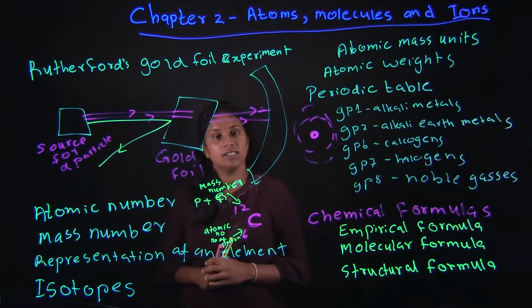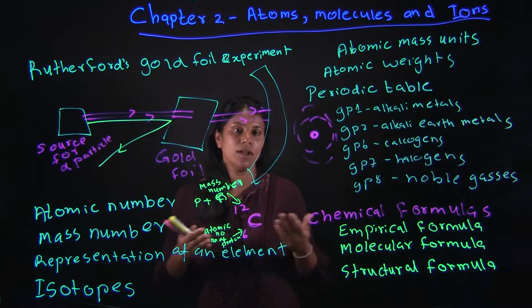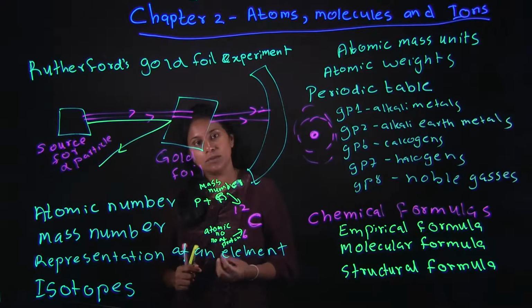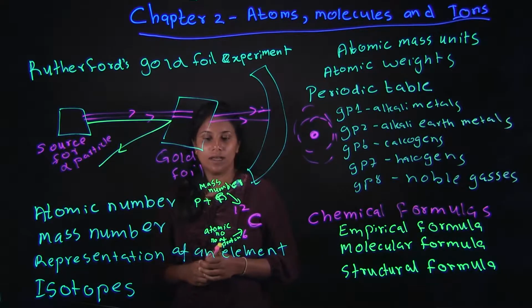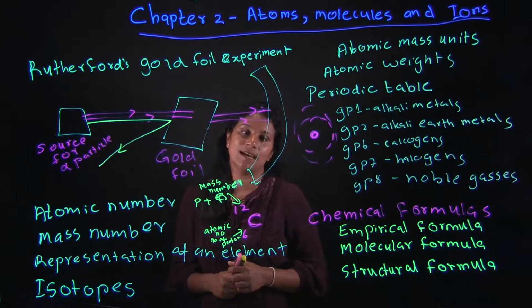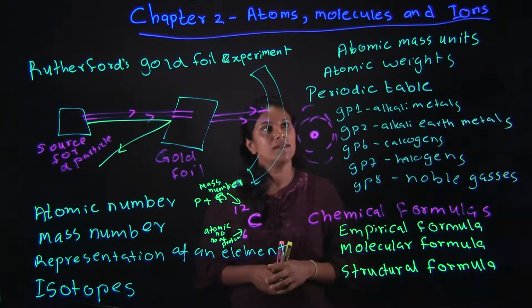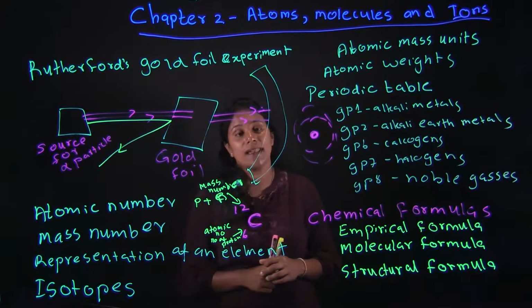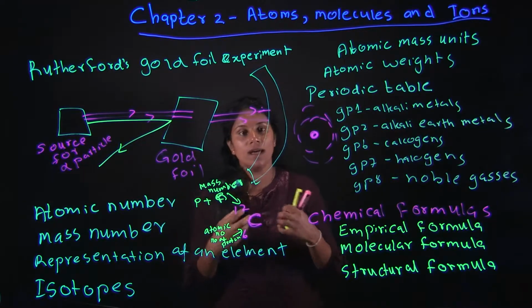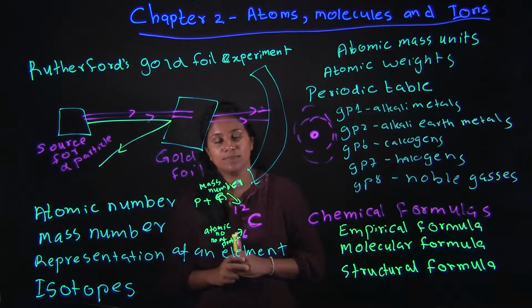And then isotopes. What are isotopes? Isotopes are elements that have the same number of protons but a different number of neutrons. When you have a different number of neutrons, you have different masses. For example, hydrogen-1, hydrogen-2, hydrogen-3. Those are isotopes: hydrogen, deuterium, tritium. And then you should have some knowledge about atomic mass units and atomic weights. Atomic weight is the average mass of all the isotopes.